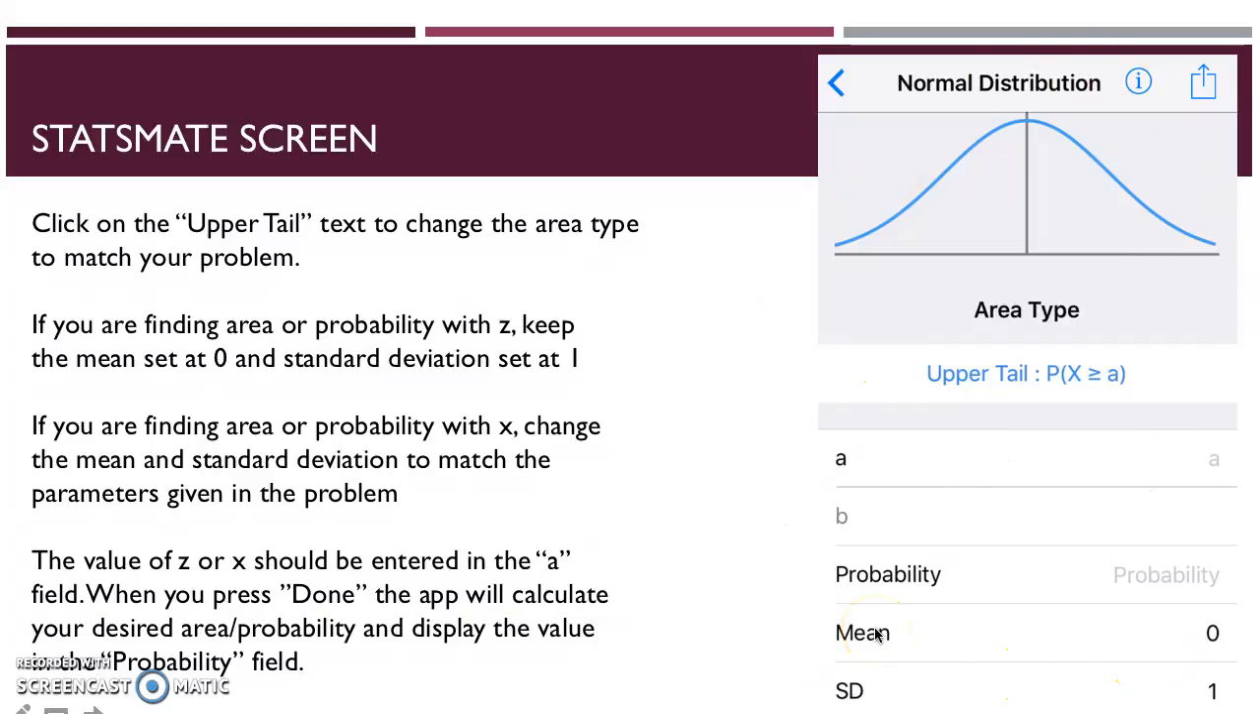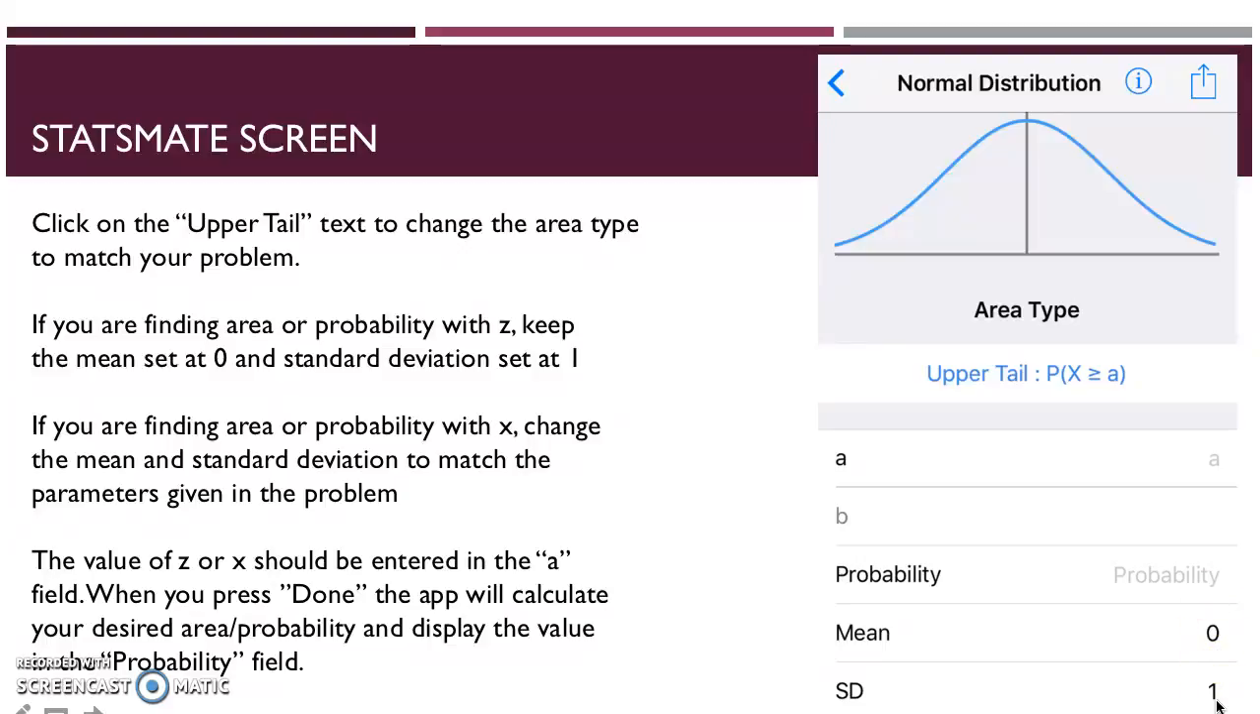When you're talking about the area type, if you touch that blue text on your app, it'll actually give you an option for point, lower tail, upper tail, between. We'll only use lower tail, upper tail, or between for all of the problems that we do. If this was supposed to be a less than or equal to, you would switch it to lower tail. Since I have a z-score, my mean is automatically set at 0 and standard deviation is automatically set at 1, which makes sense for z's.